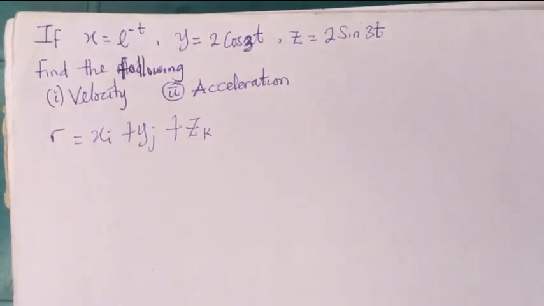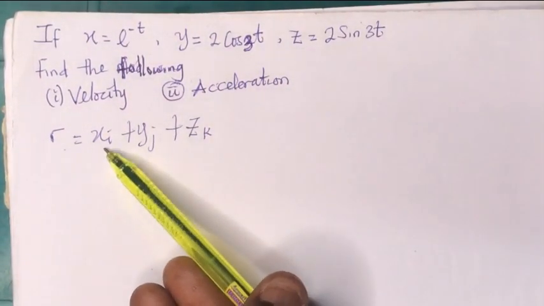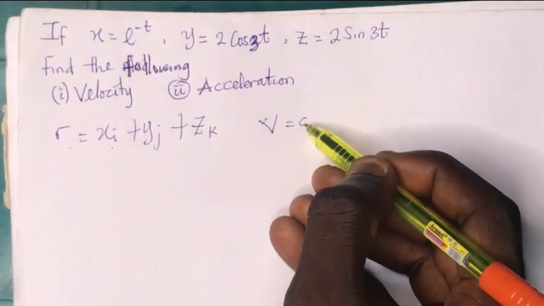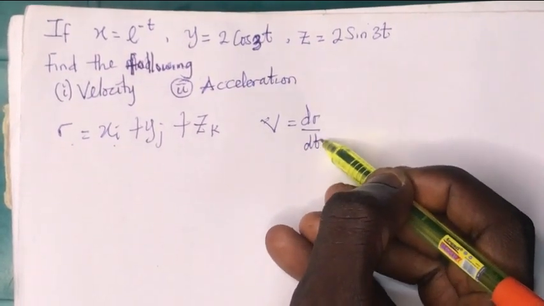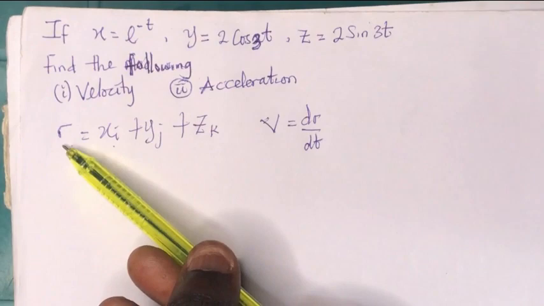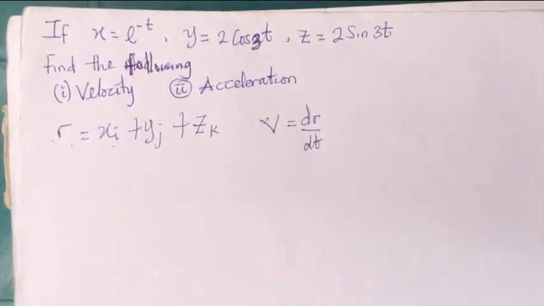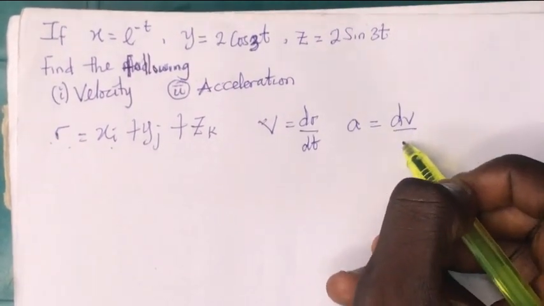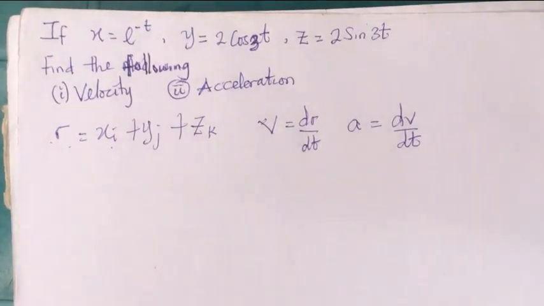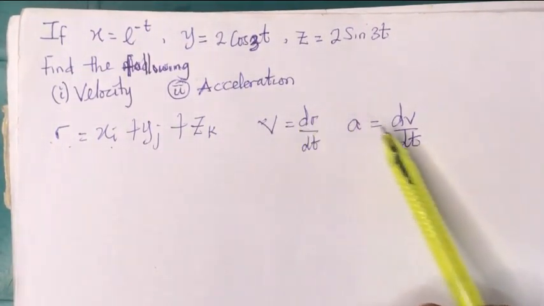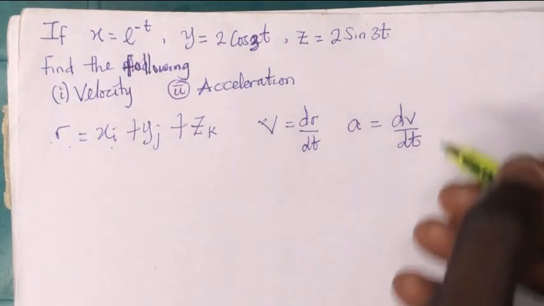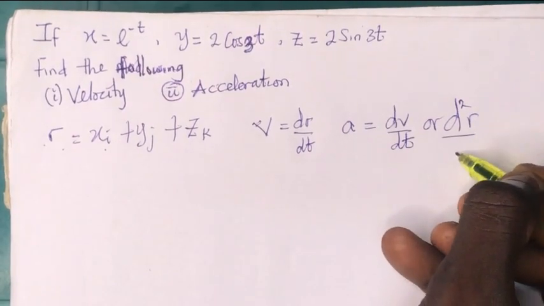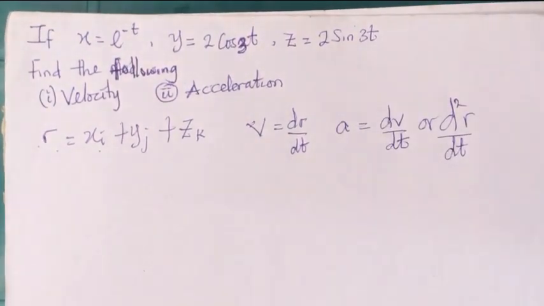So knowing that r is equal to xi plus yj plus zk, I know that my v is the same thing as my dr dt. That means if you differentiate your position vector, you are going to have your velocity, and my a is equal to dv dt. That is, if I differentiate my v, I am going to have my acceleration. Or if you differentiate your r twice, you are going to have acceleration also.